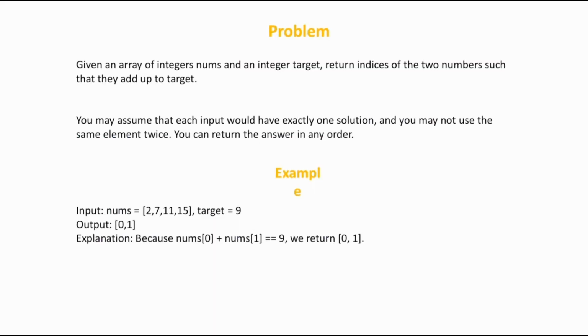Hi all. In this video, we are going to solve an interesting problem. Here we will get a list of numbers and the target value. If we sum up any two numbers in the array and they match the target value, then we should return the indices of both numbers in that array.